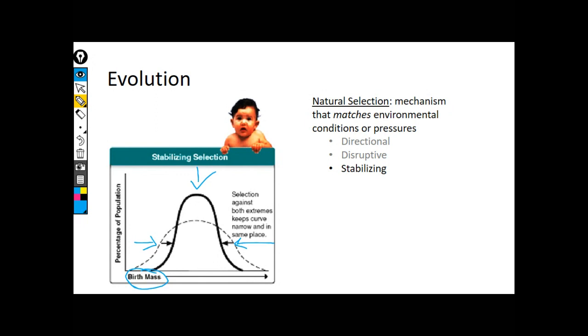A lot of mammals have this. Birth weight is the most common example of this. Humans are actually moving away from this because C-sections are so common that we're moving more towards directional selection here than stabilizing, but most other mammals use this.